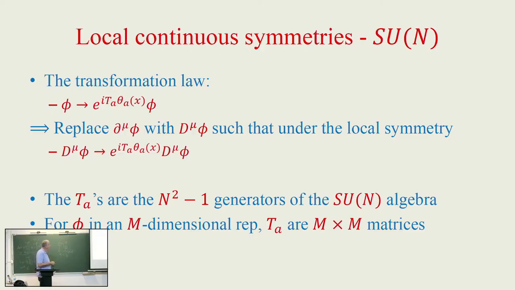Now, here there is more than that. E to the I Ta theta A means that we have here n squared minus 1 independent transformations. Okay, there is here theta 1, theta 2, theta 3 for SU2, just theta 1, theta 2, theta 3. For SU3, we have 8 of these. So we have, let's say in SU2, 3 independent transformations for 3 independent parameters here. And for SU3, we have 8 independent, and we have to compensate for each of these.